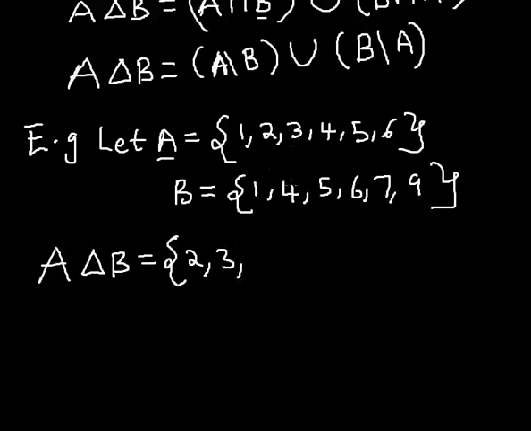I won't take 4. 4 is found in both sets. I won't take 5. 5 is found in both sets. I won't take 6. 6 is found in both sets. But I will take 7, which is found in B, and 9, which is found in B. So this is the symmetric difference. I hope that is well understood.